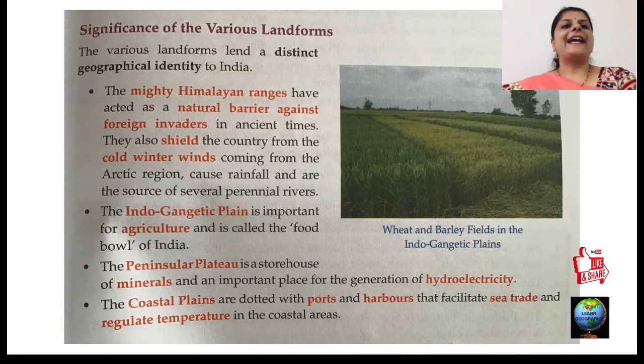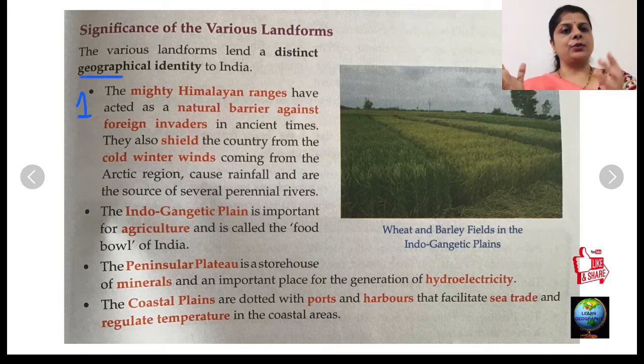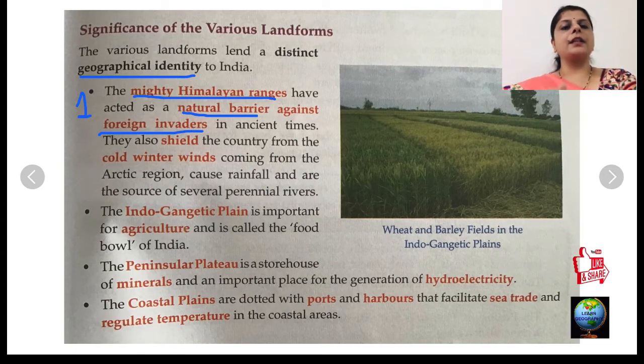Significance of various landforms we have learned. The various landforms are giving India a special distinct geographical identity, like the mighty Himalayas. The Himalaya ranges have acted as a natural barrier against foreign invaders since ancient times, and they also protect the country from the cold winter winds coming from the Arctic region, from the north. They are also a reason behind rainfall and are the major source for different perennial rivers like Ganga and Yamuna.